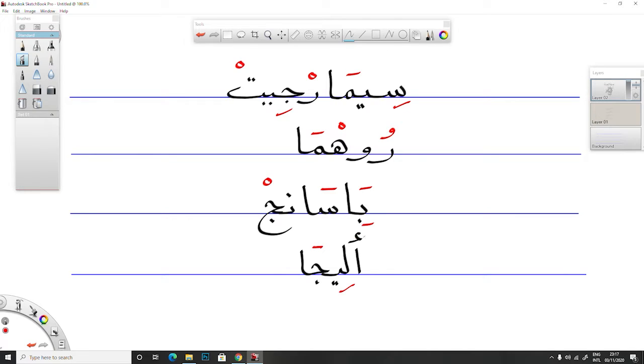The next name is Elijah. This is Alif, Lam, Ya, Jim, and Alif. I wrote Hamza on the top of Alif, and as I explained before, Hamza is actually a glottal stop. When we start the sentence with Alif, or the word with Alif, we always have Hamza on the top of it, which is a glottal stop. So it is Elijah.